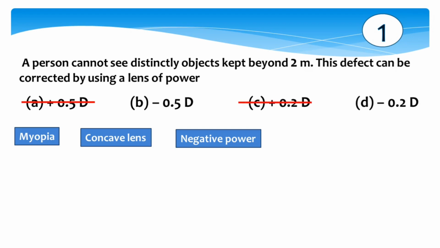For a myopic eye, the far point, that is the point up to which the person can see clearly, will become the focal length of the lens. So we can calculate the power by using the formula P is equal to 1 by f. Here maximum he can see till 2 meters, so it is 1 by 2, which is equal to 0.5D. And since it is negative power, the option is option B, minus 0.5D.